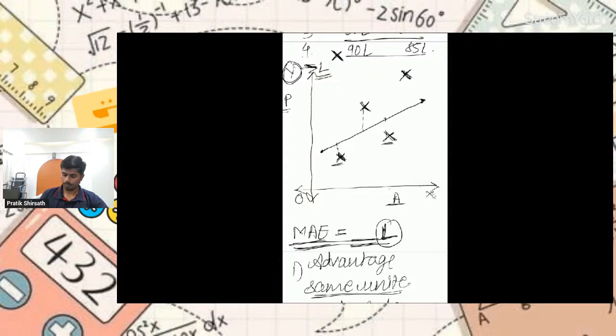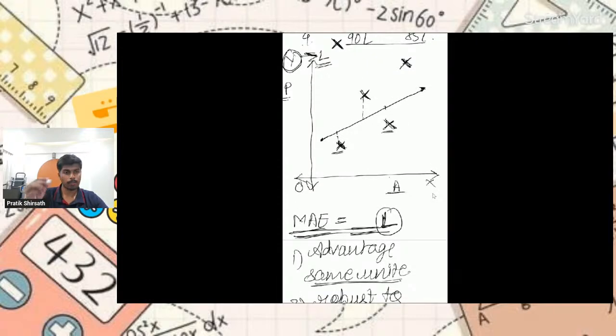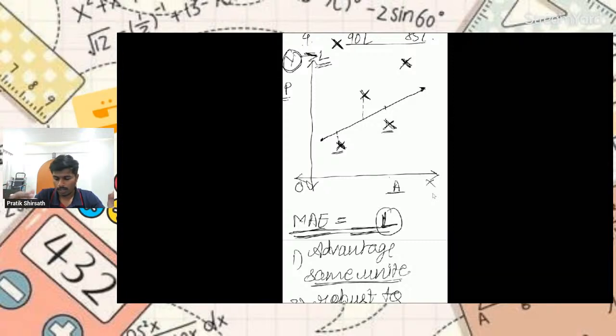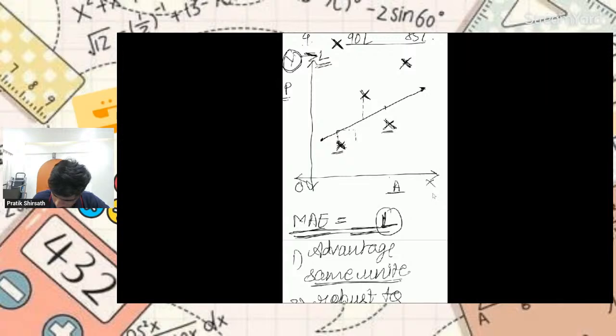Now, what do I have to focus upon? These are the points. Same example, same graph, nothing is different. Now, when we calculate the mean square error, what do we actually calculate? We calculate this area. We square up the area for each point. We calculate this again.